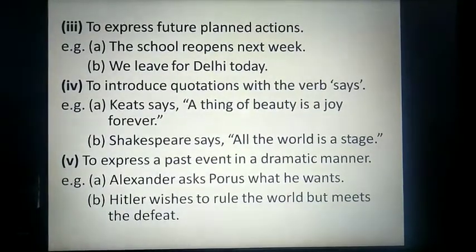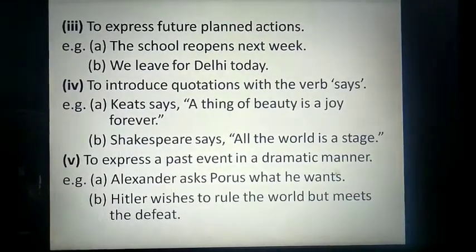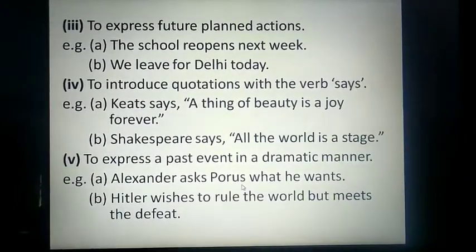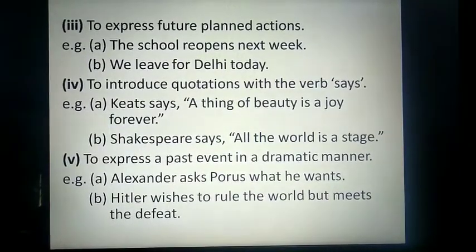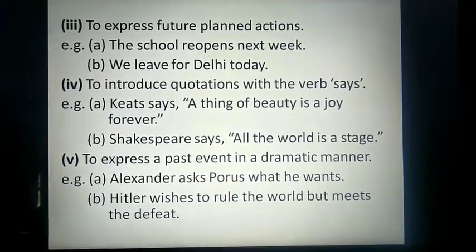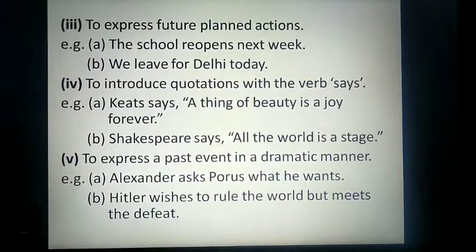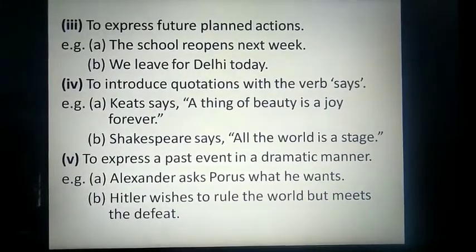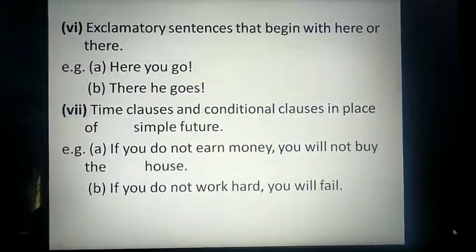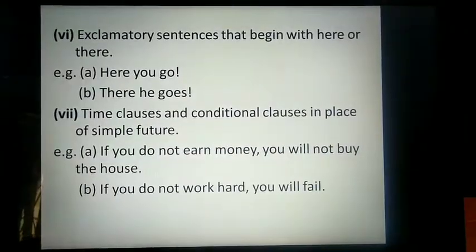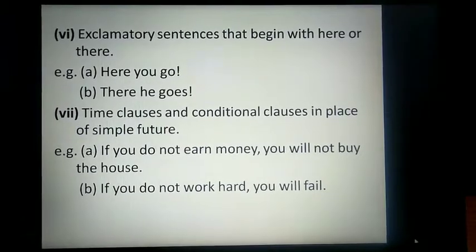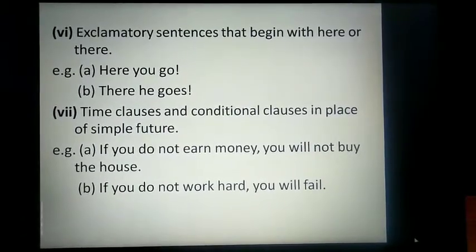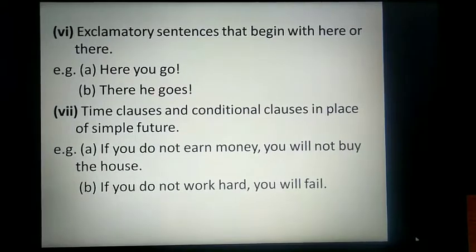Then, to express a past event in a dramatic manner. Alexander asks Porus what he wants. Or Hitler wishes to rule the world but meets the defeat. These all are past events, but here we are expressing them in a dramatic manner. The next is exclamatory sentences that begin with here or there. Example, here you go, there he goes. All these are used in simple present tense.